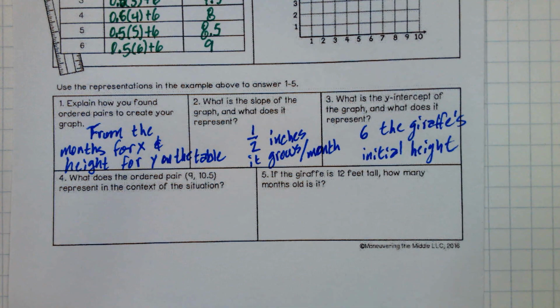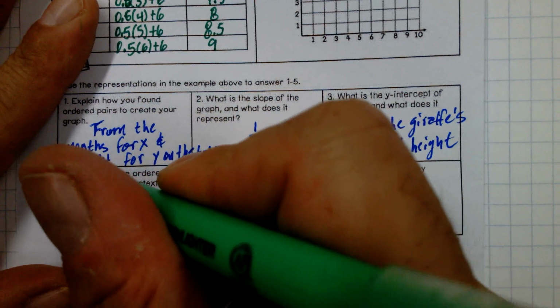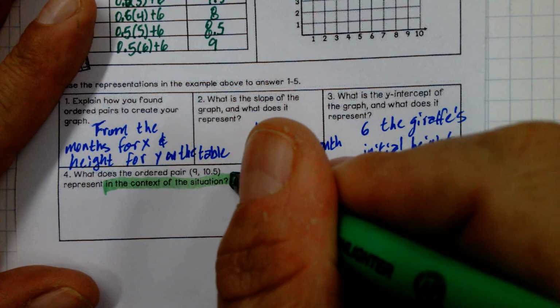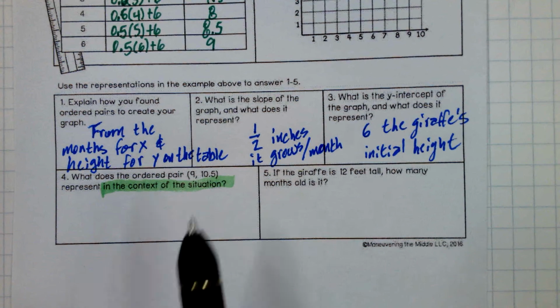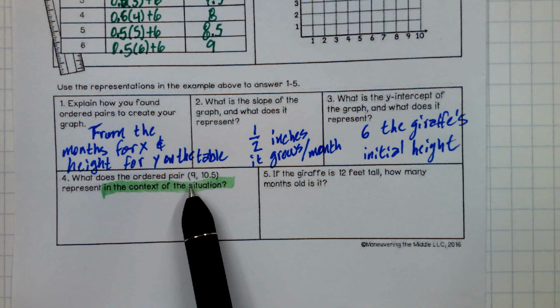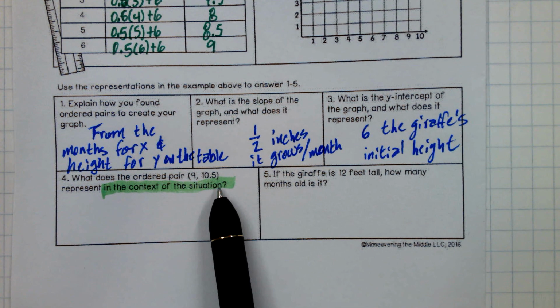Okay, so I want us to understand this next question, because on the test, you're going to have questions like this. What does the ordered pair 9, comma 10.5 represent in the context of the situation? So in the world of the height of giraffes in this particular problem, 9, comma 10.5, what would that represent? What's the 9 represent? The month. How about the 10.5? The height in feet.